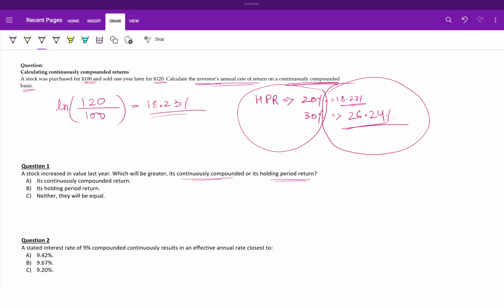So unless you have a holistic approach, a holistic knowledge of things, you will not be able to answer these kinds of questions. So understand this. The stock increased in value last year, which will be greater, continuously compounded or holding period return? Holding period return is going to be larger than the continuously compounded return. The right answer is holding period return. So if this question confused you, then it's a good thing. Now you are paying attention.